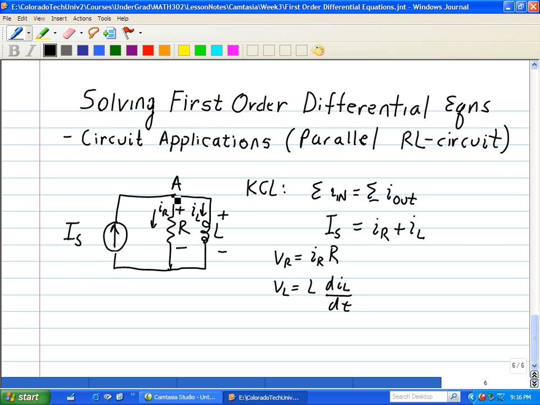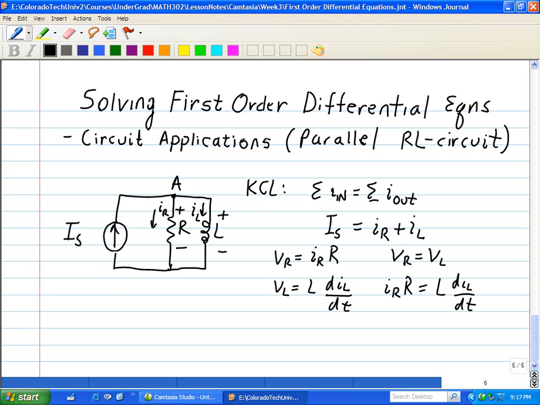But we know that elements that are connected in parallel, in which case the R and L are connected in parallel, have the same voltage. That is, V_R is equal to V_L. Using this relationship, then, we can equate this equation for V_R and V_L. So here on the left side, we have I_R times R equals L dI_L/dt.